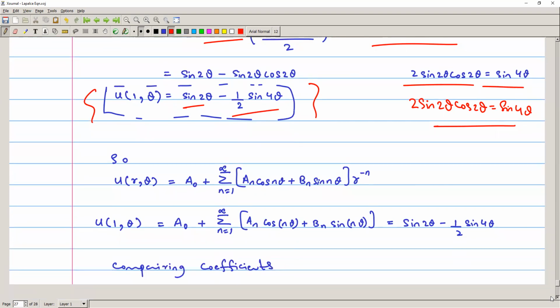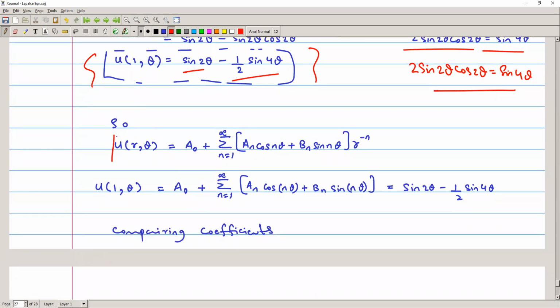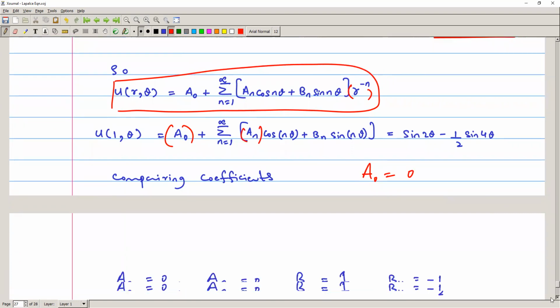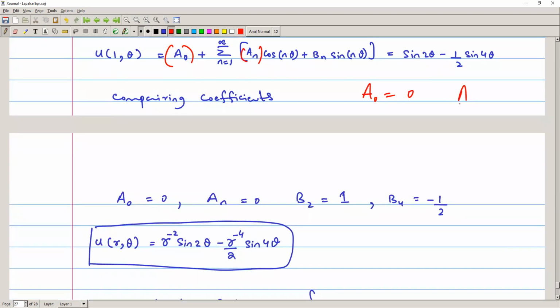Again, we are going to apply the condition to the general solution. This is the general solution here, r to the power negative n because of the exterior problem. And then we will compare the coefficients again. For a naught, we have nothing on the right hand side, so a naught is 0. Again, for an, we have nothing in terms of cosine on the right hand side, so an is 0.